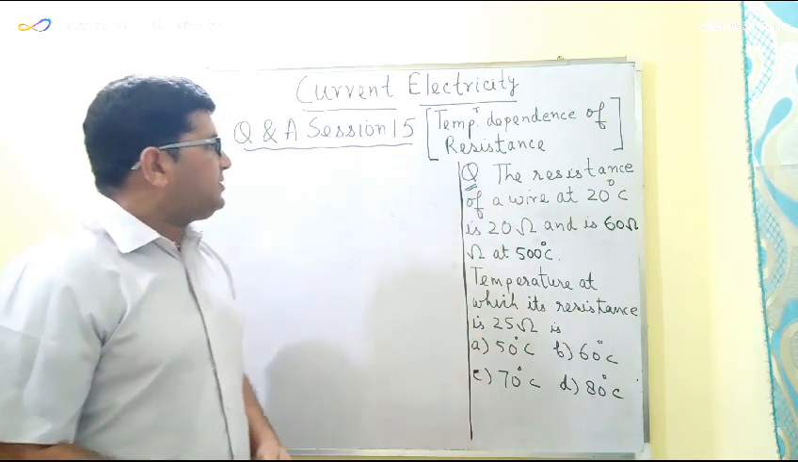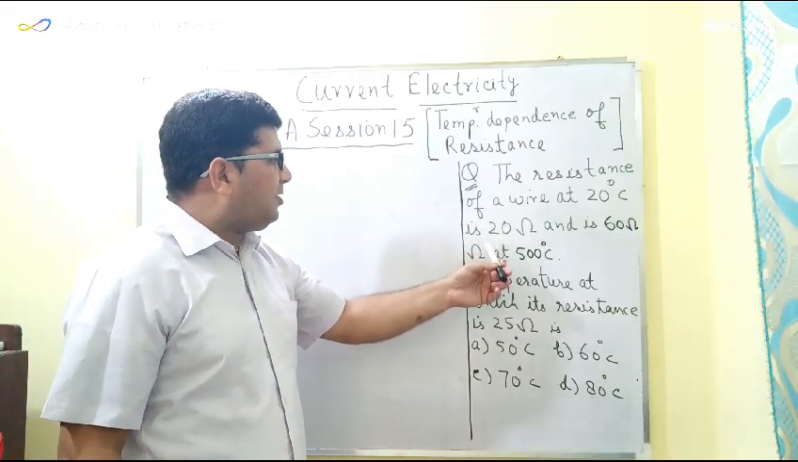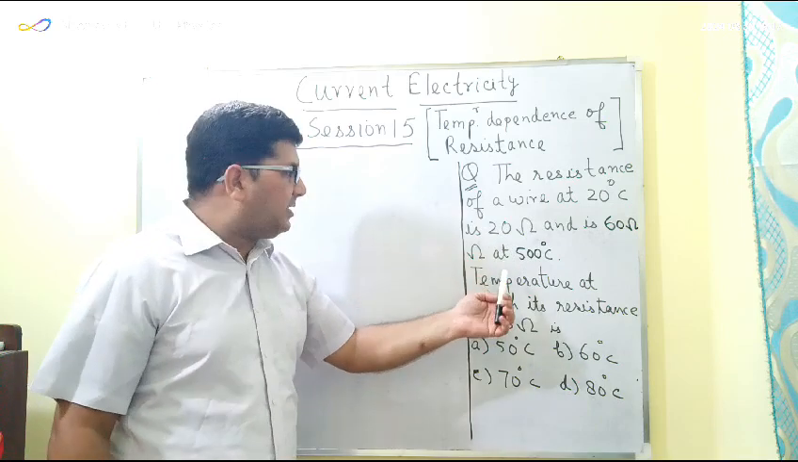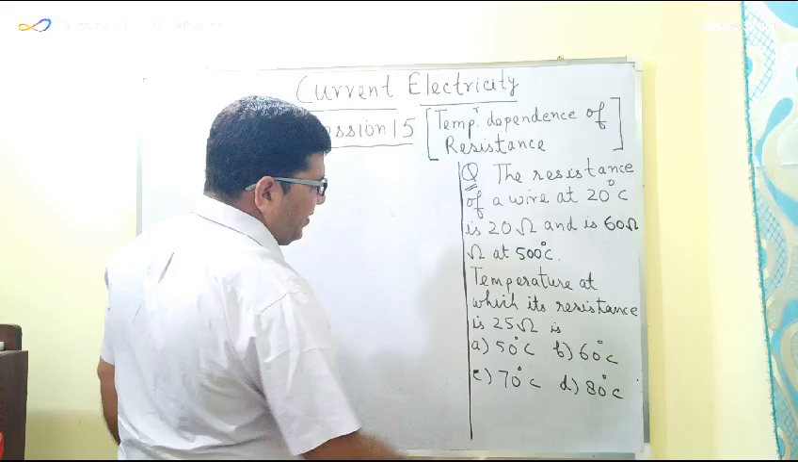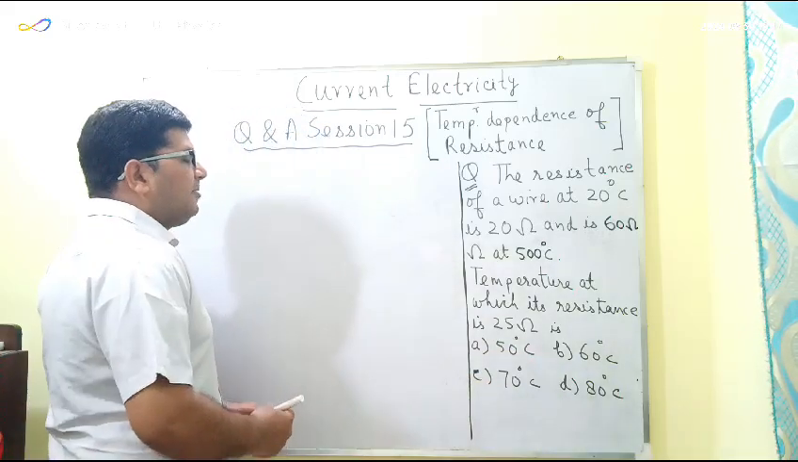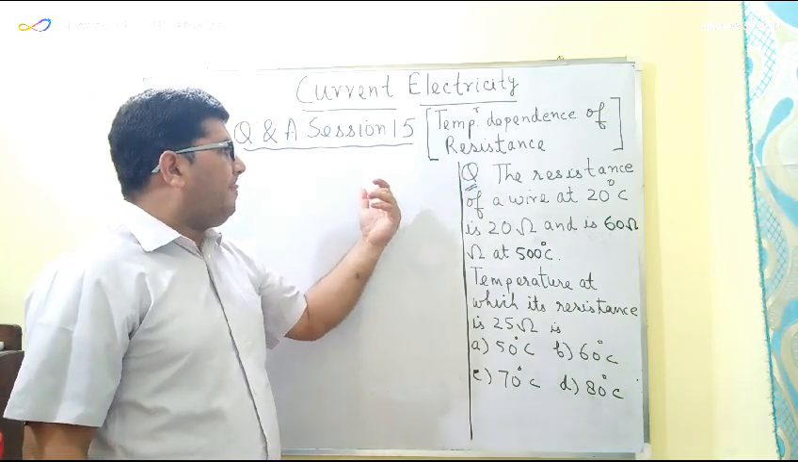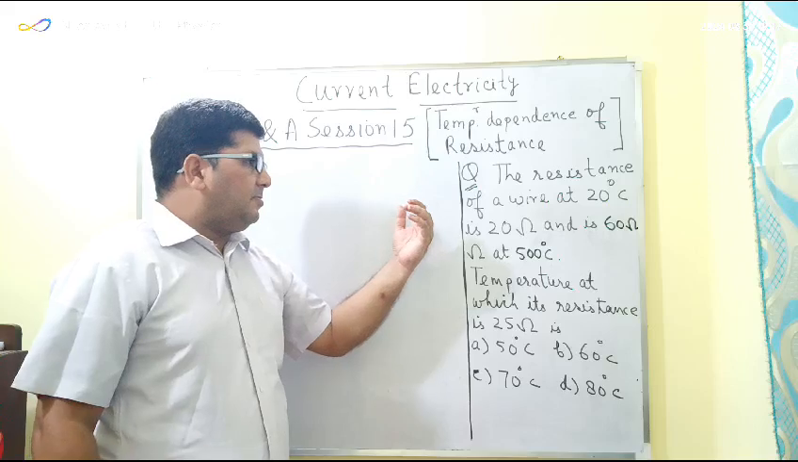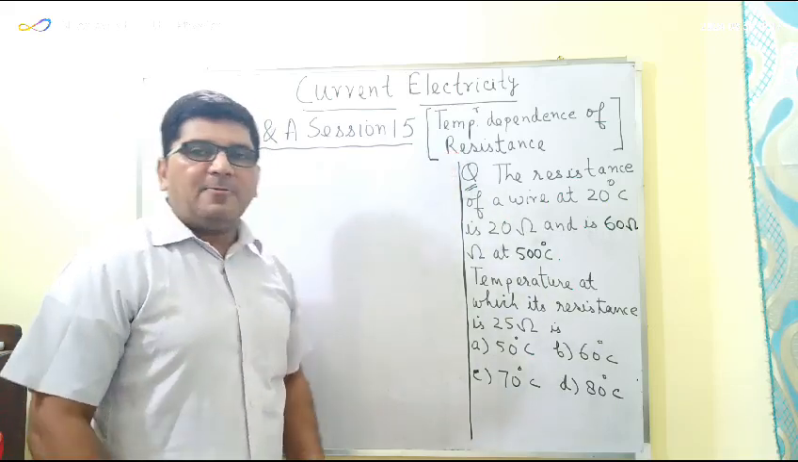The question is: the resistance of a wire at 20 degrees centigrade is 20 ohms and it is 60 ohms at 500 degrees centigrade. So the temperature at which its resistance is 25 ohm is. So there are four options here and we have to find the correct one. Before proceeding further, I would like to go through two important points with regards to this topic.